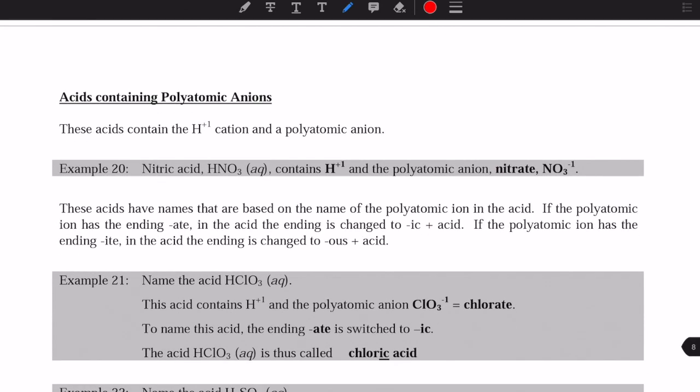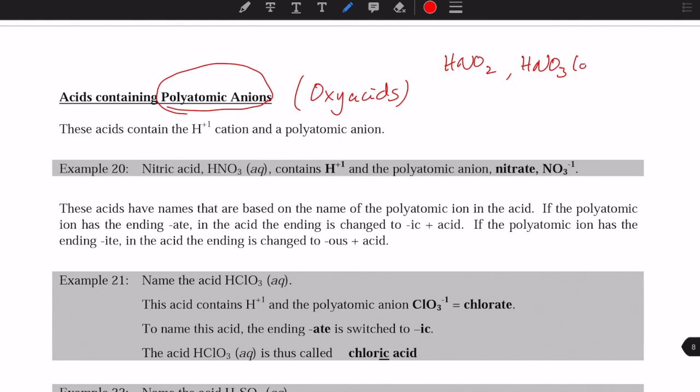Now let's talk about the acids that have oxygens in them. They're usually called oxyacids. Another way to recognize them is that these acids usually contain some type of polyatomic ion. Examples would be HNO2, HNO3. Again, I would put aqueous behind these just to make sure they're acids. H2SO4, etc. You can see that all of them have oxygens in them.